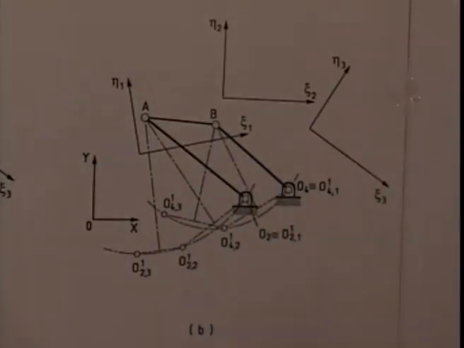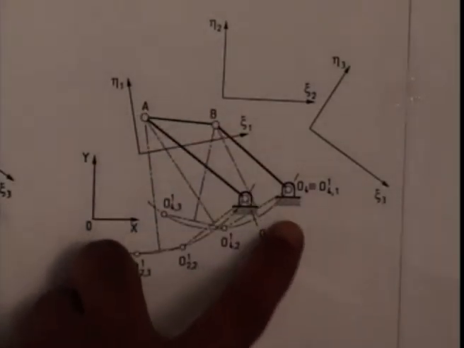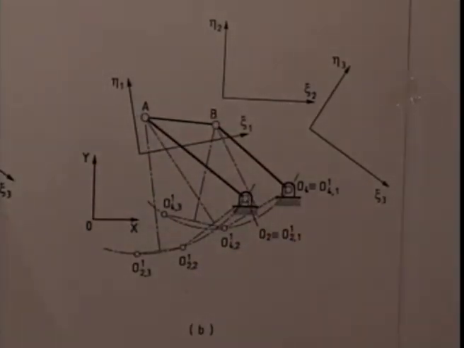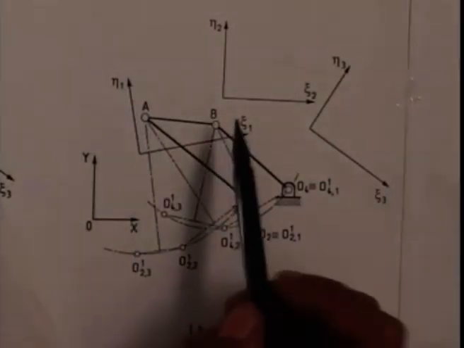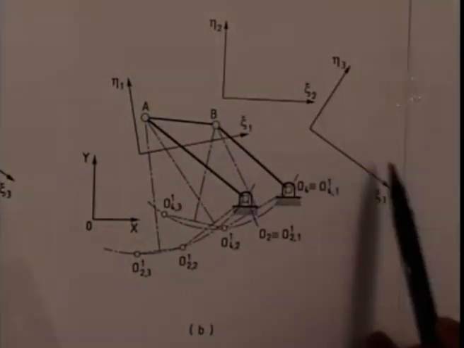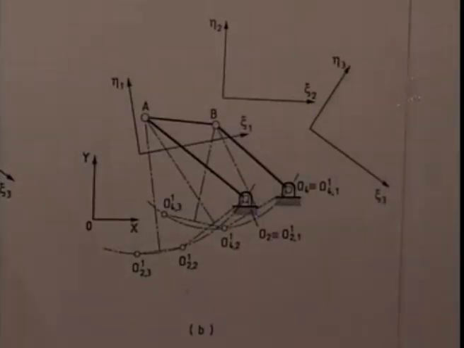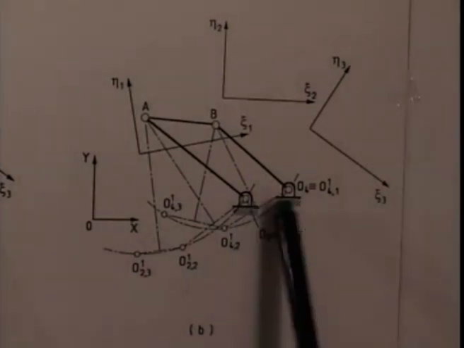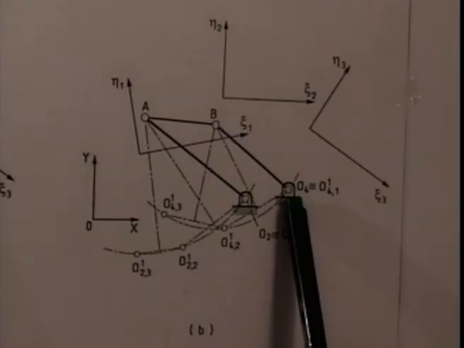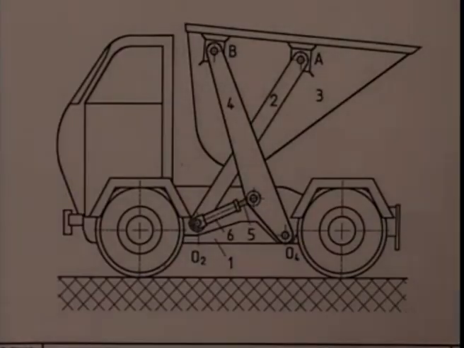So the problem is solved: O2ABO4 is the required 4R linkage, which when moved, the coupler moves from position 1 to position 2 and position 3. This is the 3-position synthesis of motion generation for the coupler of a 4R linkage with the fixed locations of the ground pivots. Let us now take an example of this 3-position synthesis with reference to this tipper dumper.